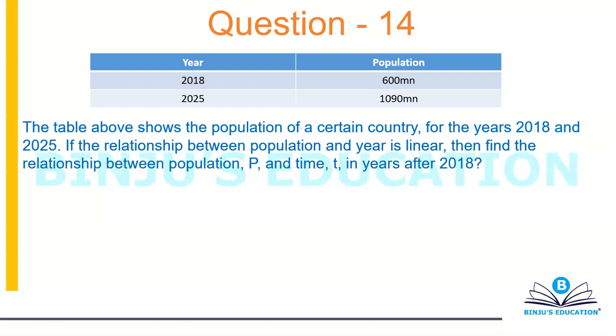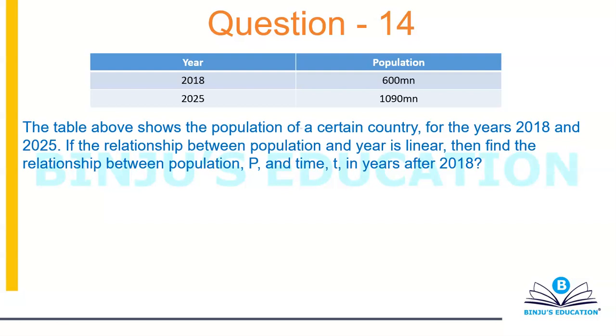The table above shows the population of a certain country for the years 2018 and 2025. If the relationship between population and year is linear, then find the relationship between population P and time T in years after 2018. Now, there are a couple of ways of solving this question. First of all, let's understand this table. This table represents the population for 2018 and 2025 for a certain country. So in 2018, the population is 600 million. For 2025, the population is 1090 million.